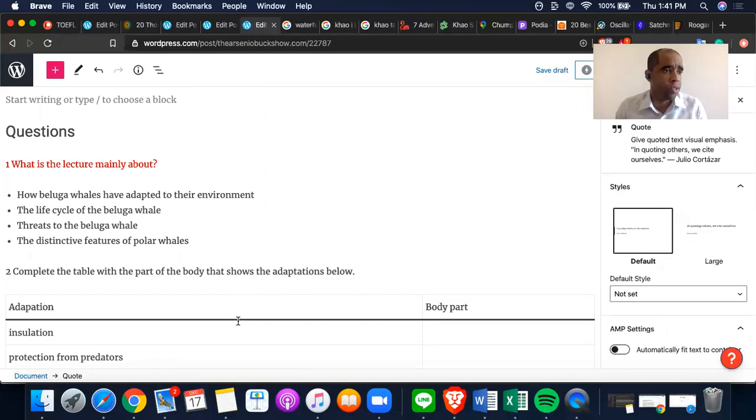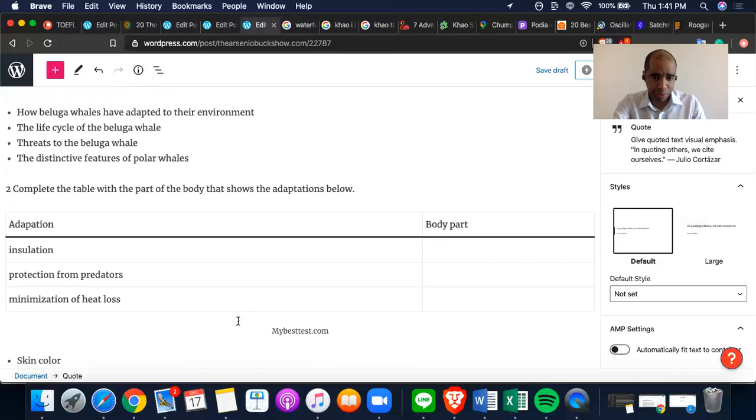Now, polar whales, I think the only other mention I heard was there were three types, and I don't even think he named them. The only two threats to the beluga whale would be the polar bear and the killer whale. So that's not what it's mainly about. The life cycle of the beluga whale, or how beluga whales have adapted to their environment. Type your answer in the comment section.